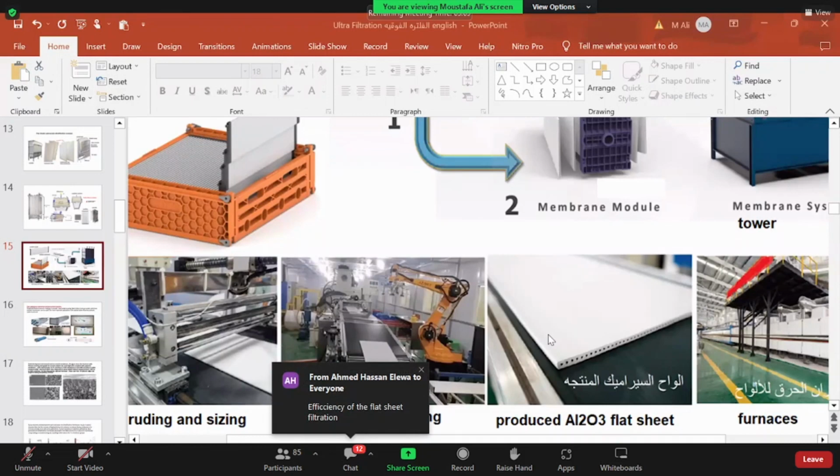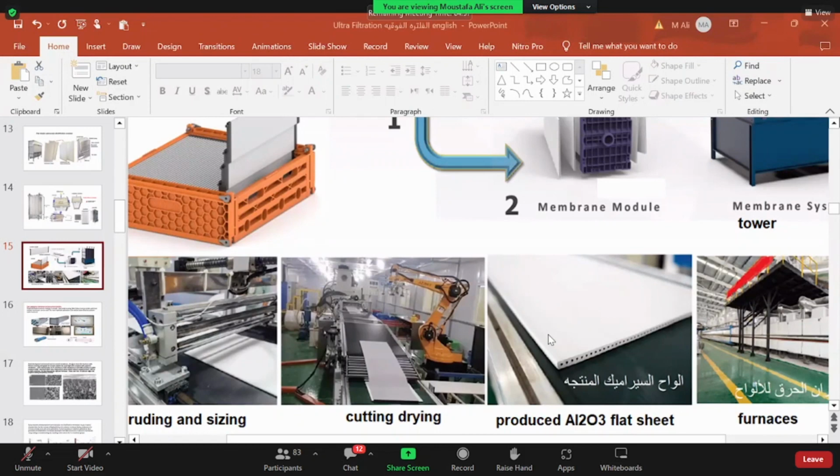Does the pore diameter affect the efficiency of the flat sheet filtration? I didn't complete it yet. I will inform you about this question. I didn't complete the manufacturing technique. Why is there one channel open? Okay, I answered this question.